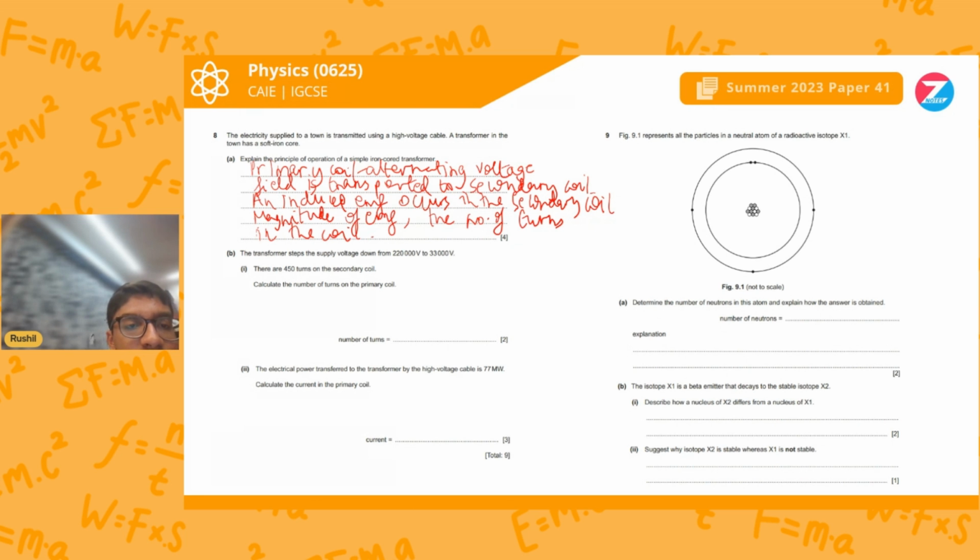The transformer steps down the supply voltage from 220,000 volts to 33,000 volts. There are 450 turns on the secondary coil. Calculate the number of turns on the primary coil.